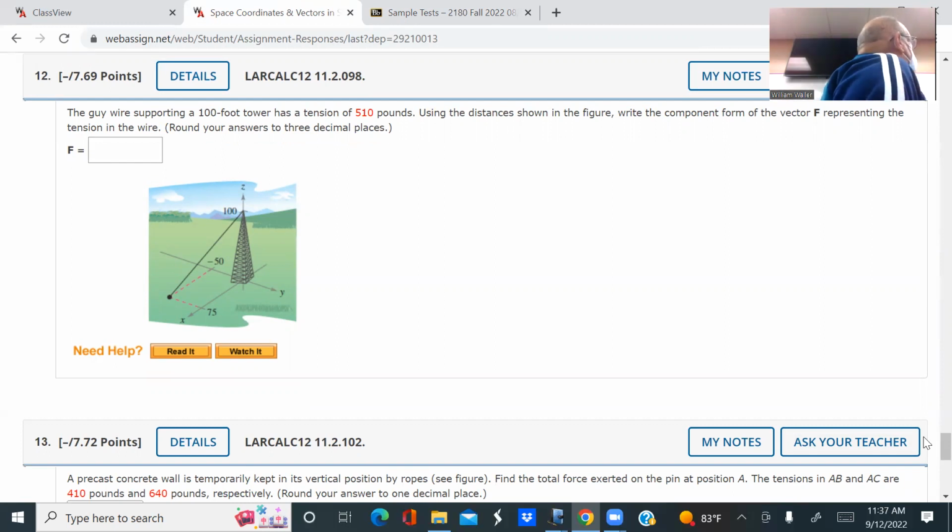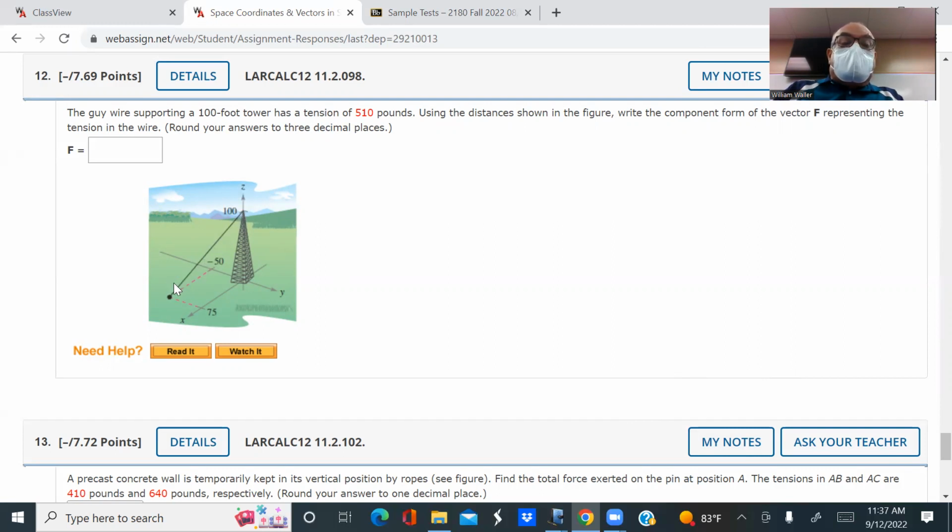It says, just using the illustration here, we want to write in component form, not in standard, a vector that represents the tension on the wire, because we're going to use that idea in the following problem. So we have to be able to do this first before we can solve the next problem. So again, we're going to write a vector that represents the force that's on this wire.